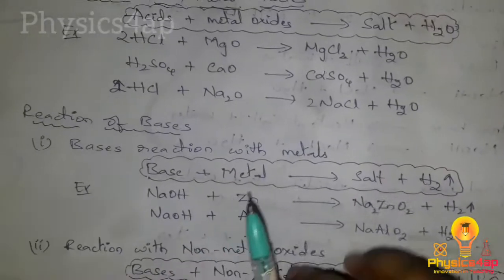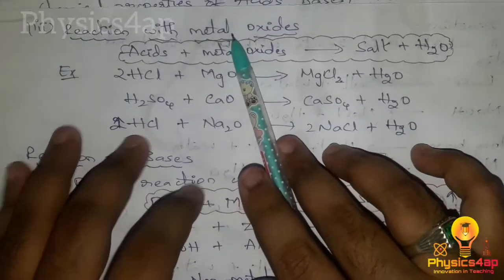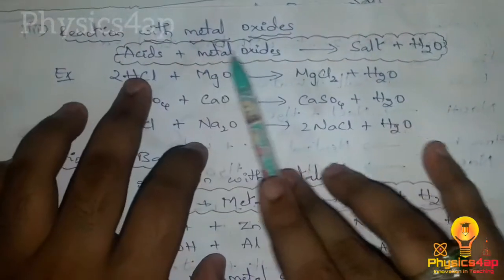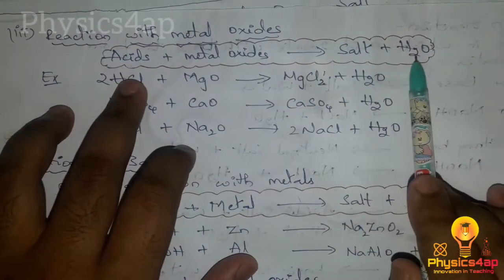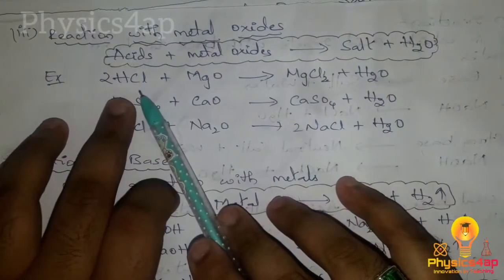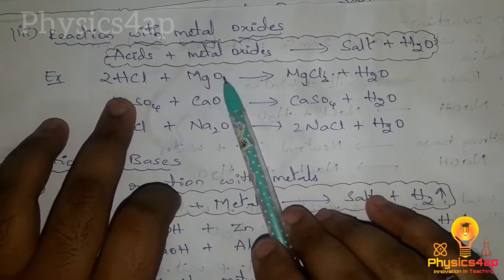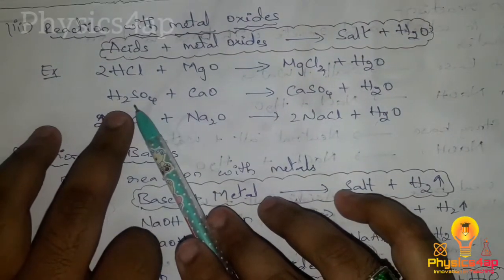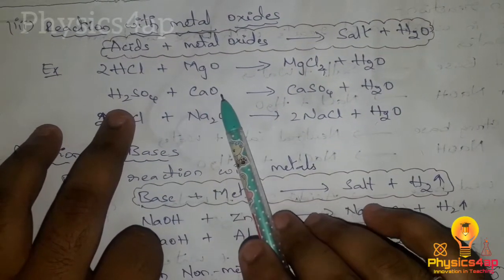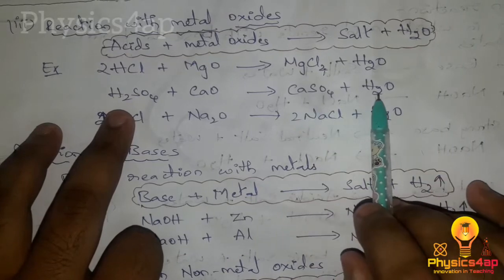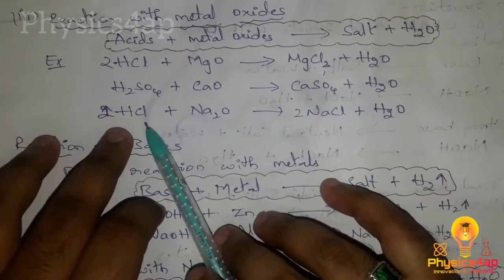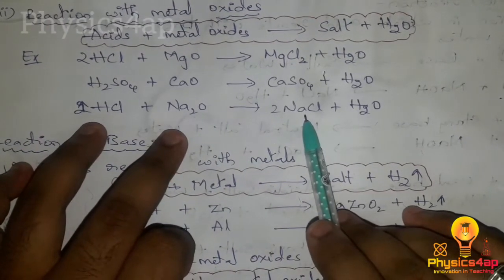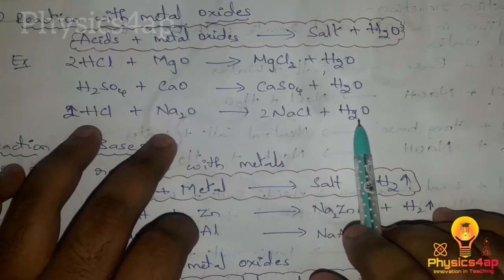At the same time, when acids react with metal oxides, we get salt plus water. For example, HCl, hydrochloric acid, reacts with magnesium oxide, and we get magnesium chloride plus water. H2SO4, sulfuric acid, reacts with calcium oxide, we get calcium sulfate plus water. And HCl reacts with sodium oxide, Na2O, we get NaCl salt plus H2O water.